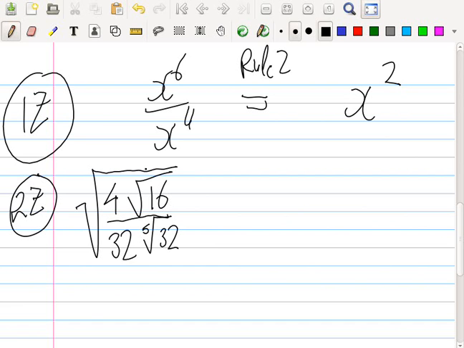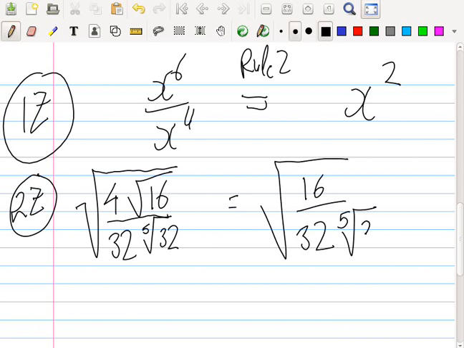I could do the root 16, couldn't I? Or I could cancel here by 4. But let's do the root 16 first. So what's root 16? 4. And 4 times 4? 16. So this becomes root 16 over 32, fifth root 32. Because, I'll put it in red here, this thing here was equal to 4. Alright, what do you think I should do next?